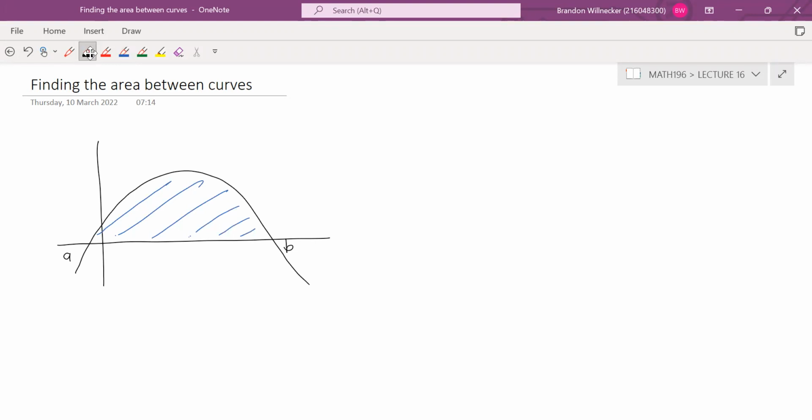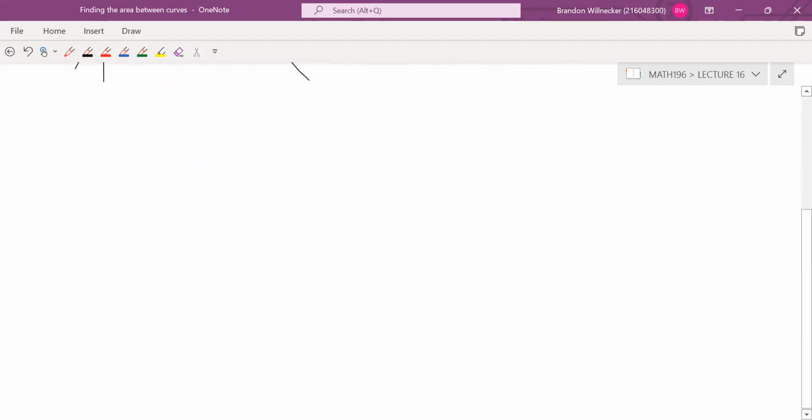Okay, if we wanted to know what that area was, we would say that the area is equal to the integral from A to B of f of x dx, where this function is f. So that's the area between the function and the x-axis. What we're going to do now is find the area bounded by two curves. So not just one.